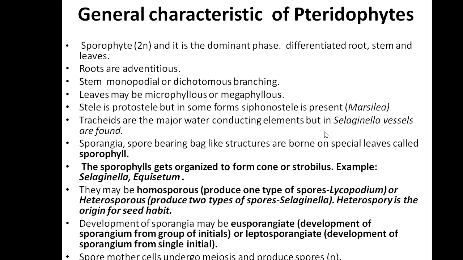Single initial will give you the leptosporangia. Spore mother cells will undergo meiosis and produce the spores. Spores will have only one set of chromosomes, so it is a haploid number of chromosomes. So it is mentioned as n in between the brackets.